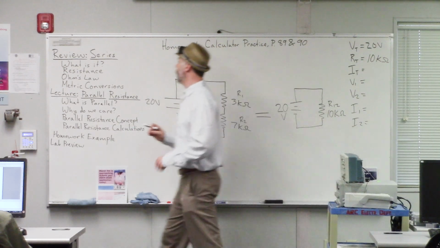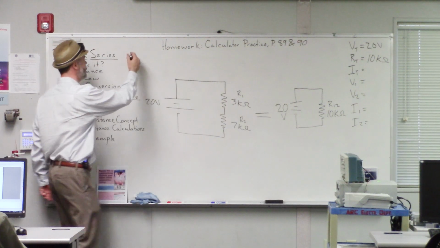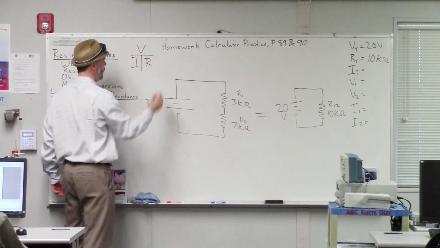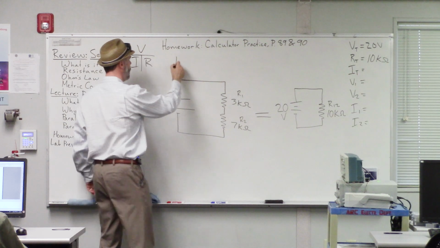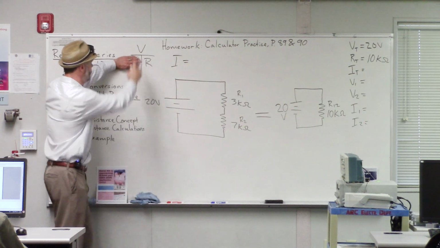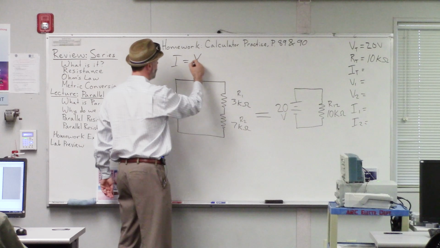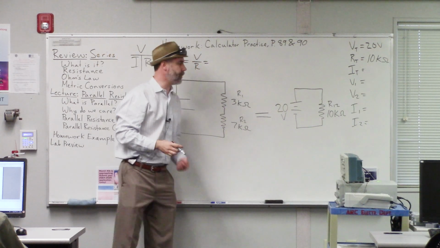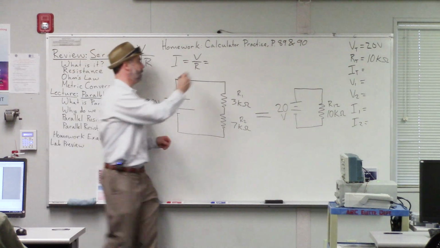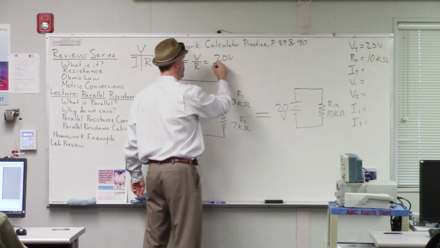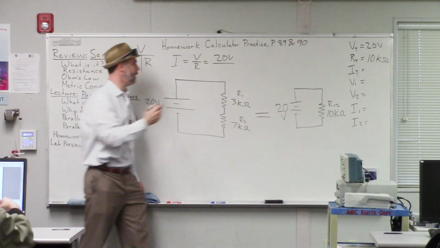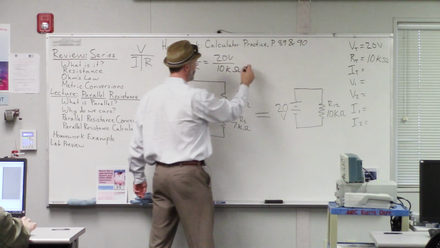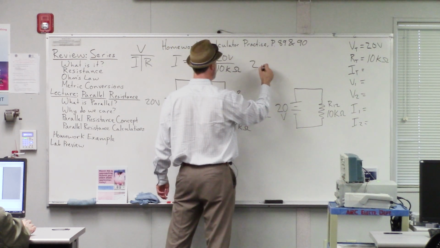We remember Ohm's law is like this. We've got V, I, R. Here we're trying to find the current, so we write down I equals, we cover that up, and we see it's V over R. What is our voltage in this case? 20 volts. Perfect. And then our resistance? 10 kilo ohms. So I just do 20 over 10. That gives me 2 amps, right?